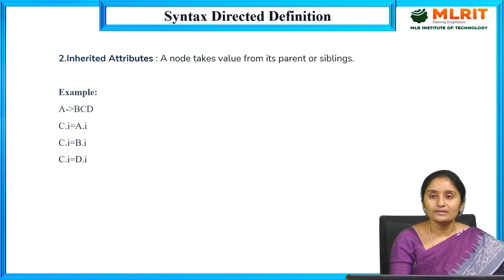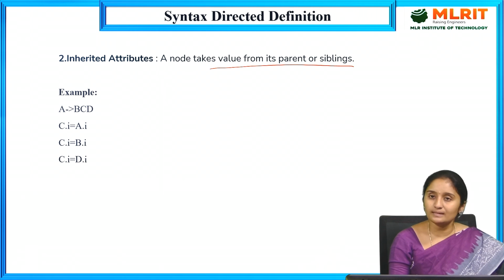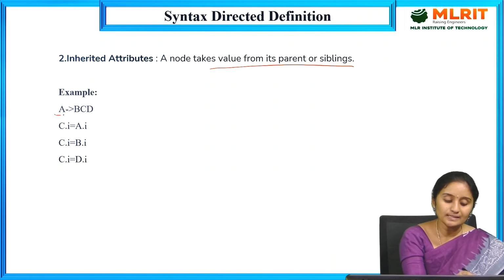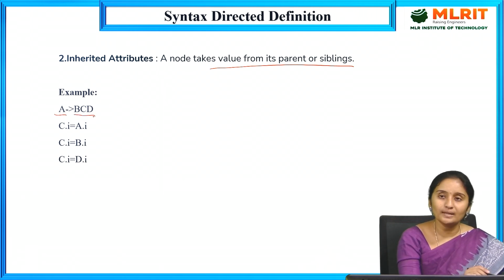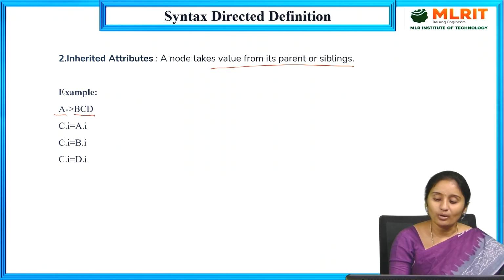The next one is the inherited attribute. A node takes value from its parents or siblings. See here, A is the parent node, and B, C, D are the child nodes of parent A. B, C, D are siblings. So a node takes value from its parent or its sibling.